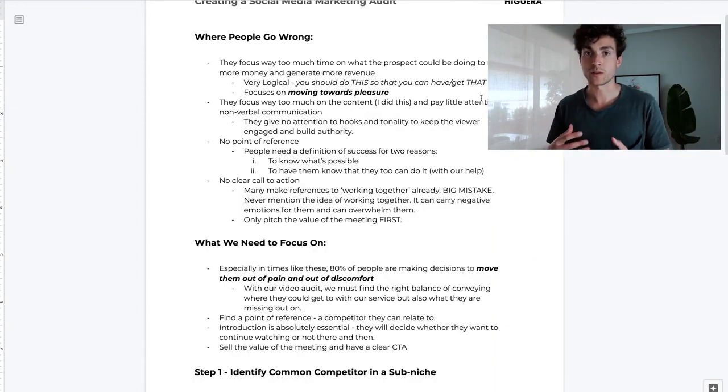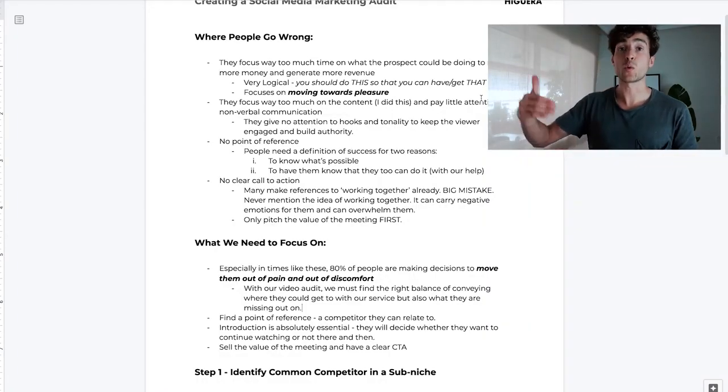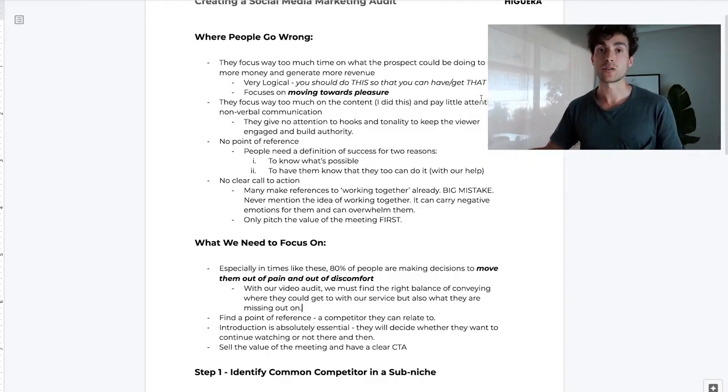Now, what do we actually need to focus on? The first thing, as I said, is especially in times like these where there's a lot of uncertainty and it's a bit of mass hysteria, 80% of people are making decisions to move them out of pain and out of discomfort. And we don't know how long this is gonna prolong, right? But it's still a time of a lot of uncertainty. And even once we get out of this period, still most people make decisions to move out of pain instead of to chase pleasure, okay? So with our video audit, we must find the right balance of conveying where they could get to with our service and what they're missing out on, right? So we need to have a really good balance, because otherwise, if we just focus on where they could get to and the insane potential, it's not gonna land as well and it's not gonna be as powerful.